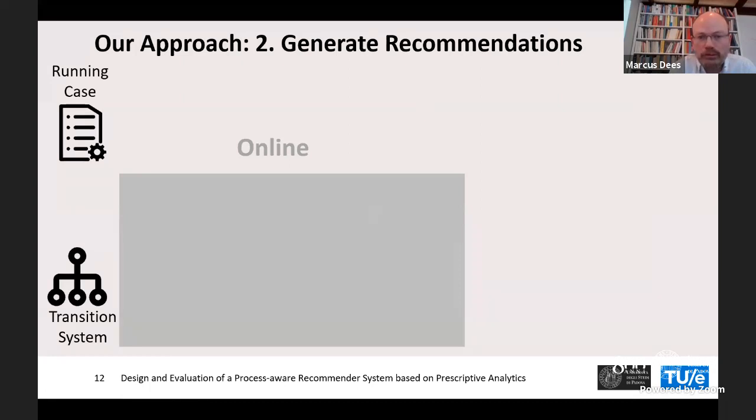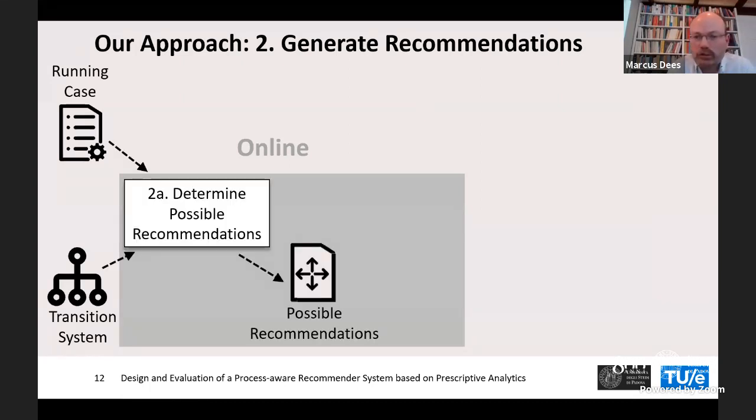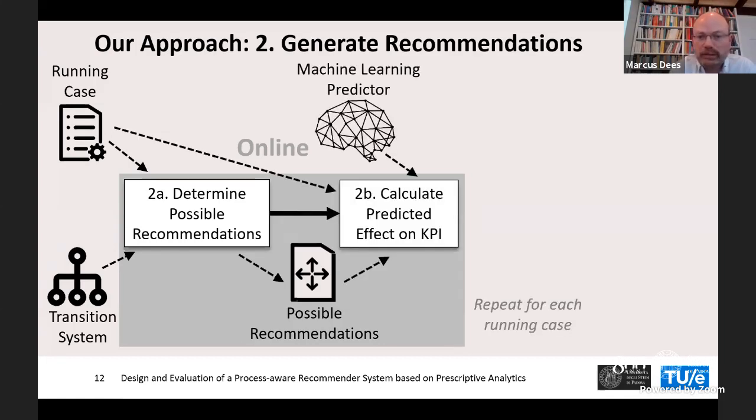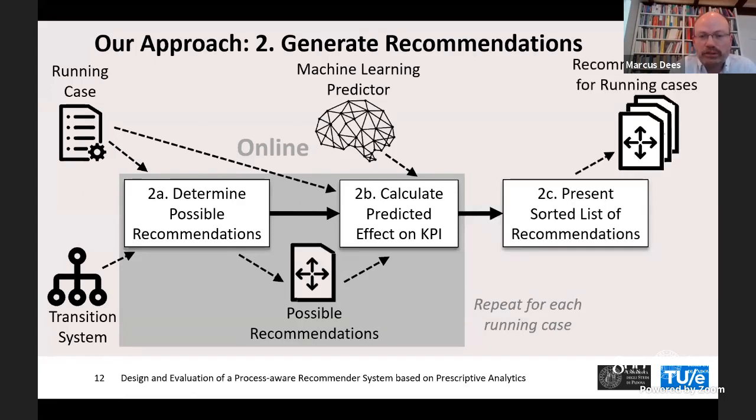First, we determine the possible recommendations for a running case using the running case and the transition system. Then we calculate the predicted effect of each recommendation on the KPI. And we do this for all running cases. And then finally, we present a list to the user with all the recommendations for all running cases, ordered based on the expected change in the KPI and going from big to small. And the user can then decide which recommendation to use or not.